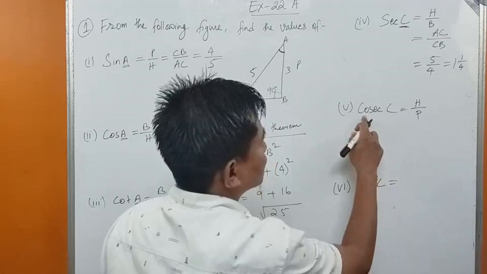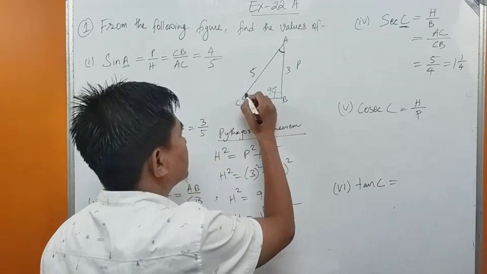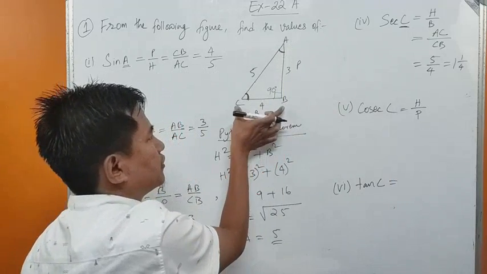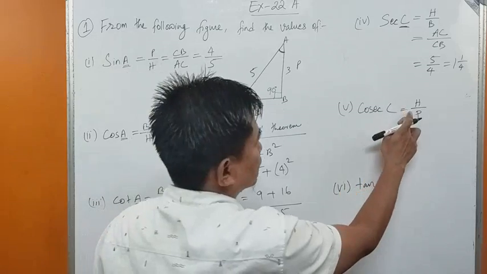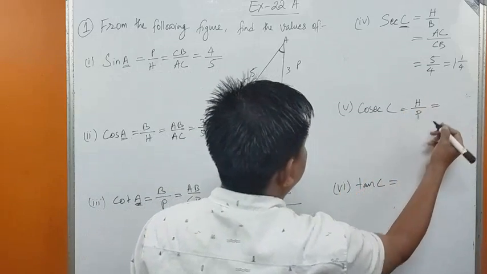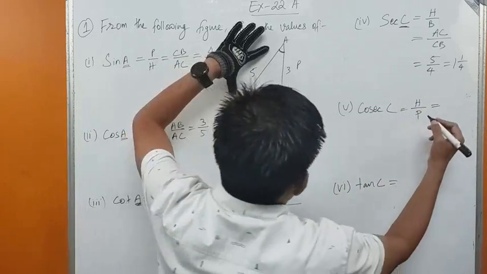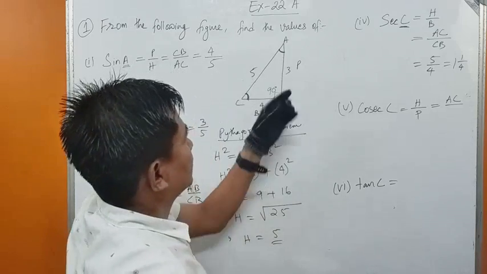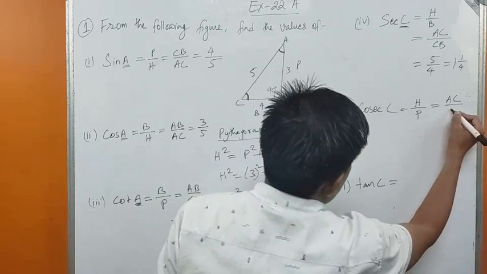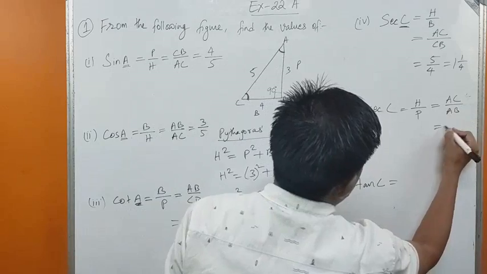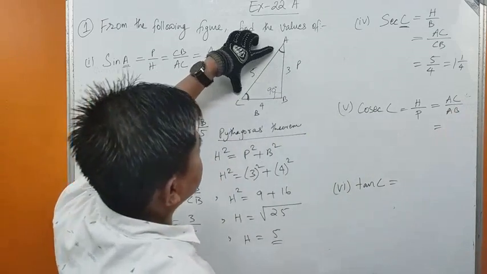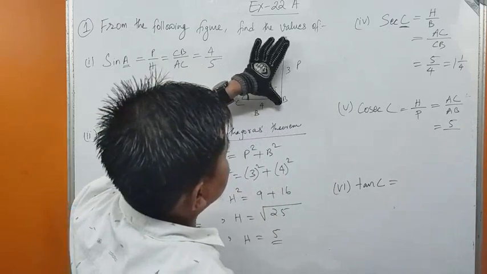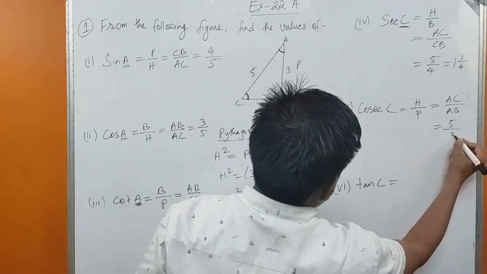Now cosec C means we are talking about this angle, isn't it? So same thing, perpendicular will be AB and base will be CB. So first we need to write hypotenuse. What is hypotenuse? Hypotenuse is AC and perpendicular is AB. So what is AC? AC is 5. And what is AB? AB is 3, isn't it?